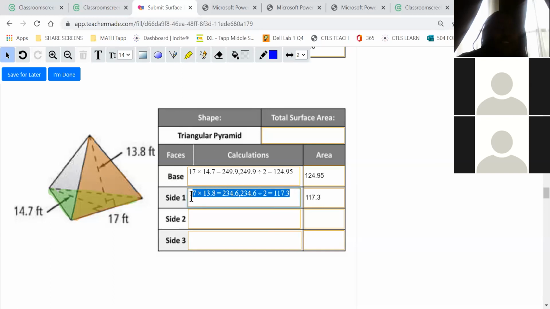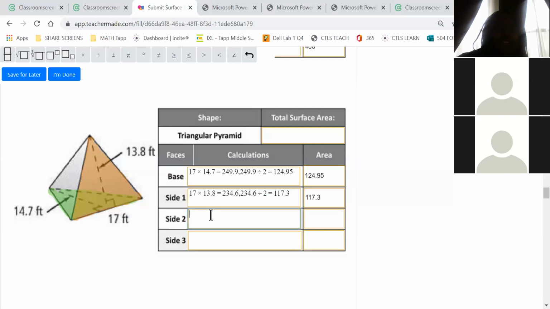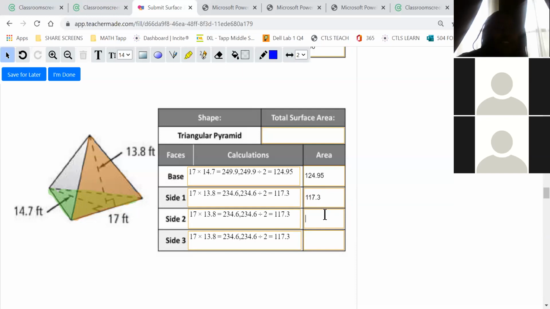And all of these triangle sides, these faces, are congruent. So that means that I am putting the same data in answer. But now I need to find my total surface area. So I could take that 117 times the 3 sides, and that gives me 351.9. Then I'm going to add the base, and I get a total of 476.85.